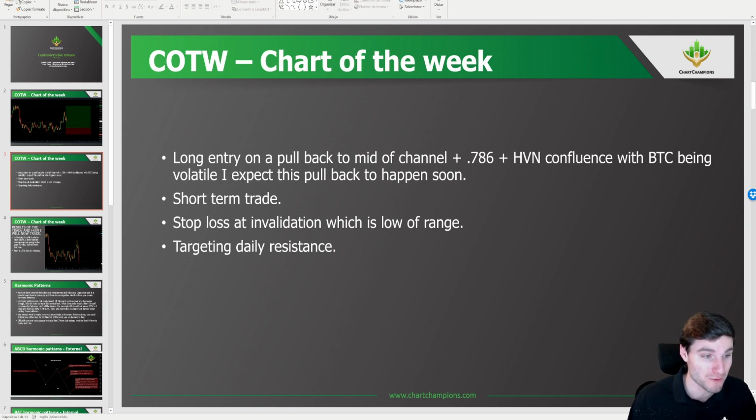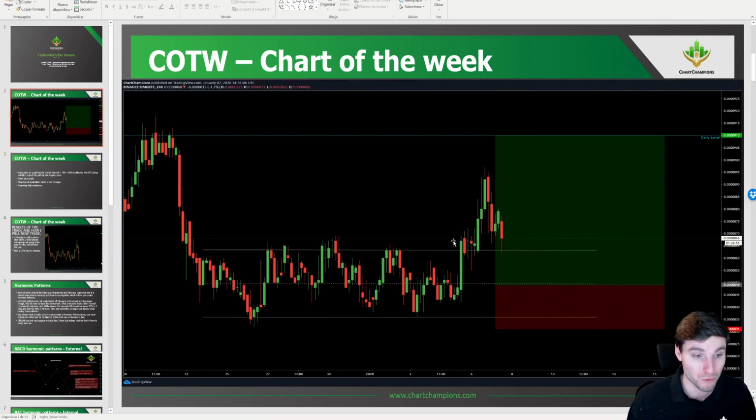The stop loss for me was, well, it was a mental stop because it was more of a day trade that I was aiming for. But nevertheless, my invalidation was the low of the range, targeting that daily resistance. So I wanted to see the pullback really just dropping down and quickly back up, like a swing failure of this particular low, quickly bought back up from the middle of the range.